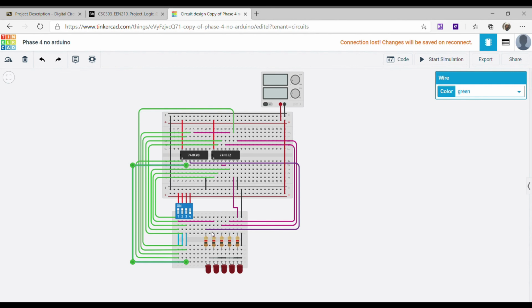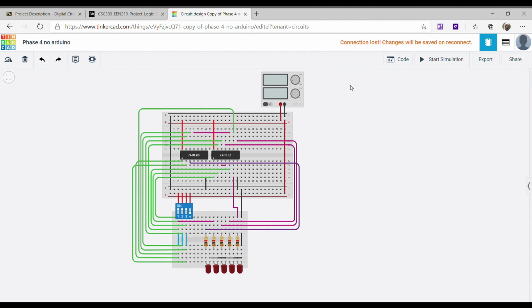Moving to L5. L5 has two inputs, A times C. This one is A, which is 1, and C, which is 3. And that's it. The output will be connected with LED 5. Now we have completely explained how the connections work.